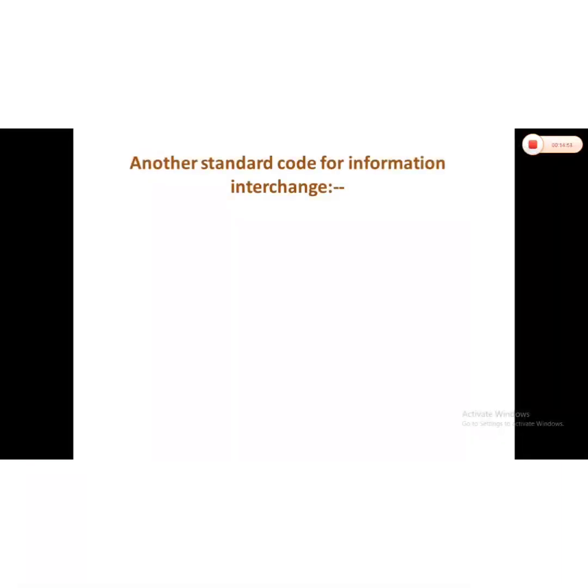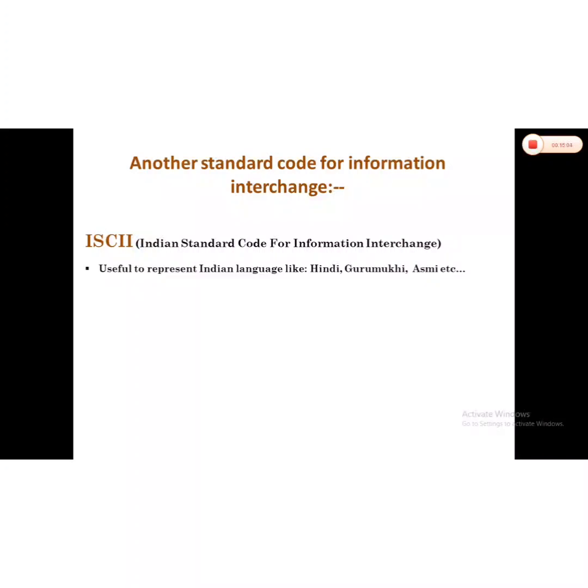Now, another standard code for information interchange was introduced by Indians. This is the Indian Standard Code for Information Interchange, ISCII. It is useful in representing Indian languages. This standard code was introduced because with the ASCII code we cannot convert our Indian languages into binary. It is an 8-bit code. It does not include 7. It is an 8-bit code, which means we will have one more zero.